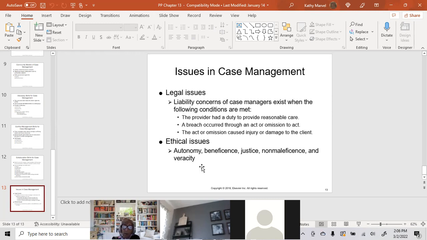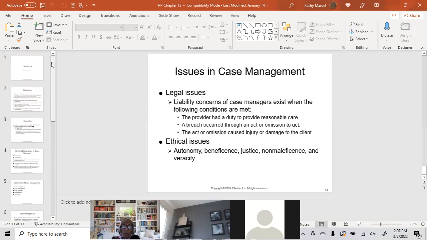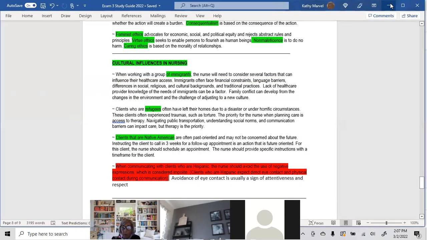And then there's ethical issues. We go back to our ethical chapter: maybe issues of autonomy, beneficence, justice, non-malfeasance. There are legal and ethical issues in every part of nursing, and here we're identifying it for case management.